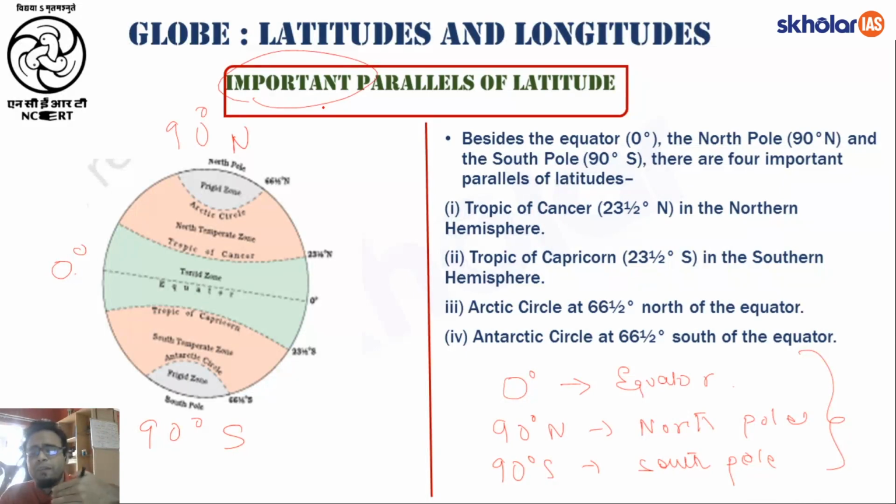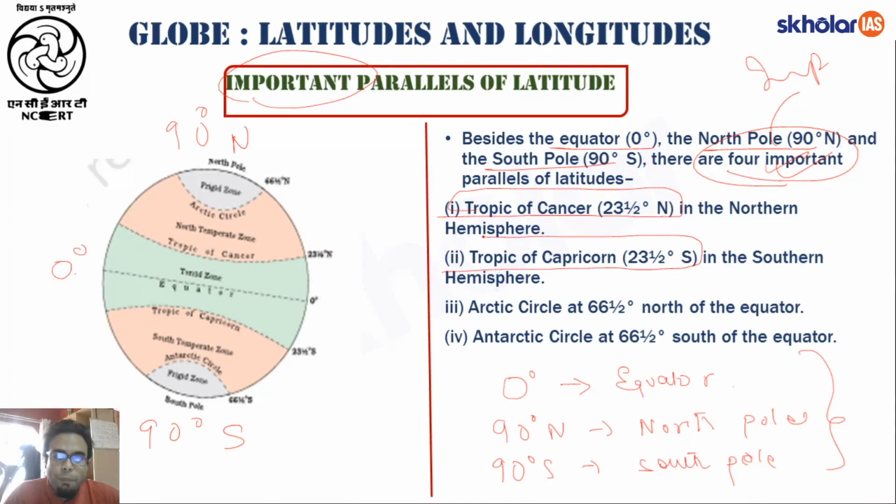So we have many latitudes, right? Because we'll have 1 degree latitude, 2 degree latitude, moving on, then 60, 40, then we can have 89, and then we can have 90 degree latitudes, right? But there are some important latitudes that you have to understand. So besides the equator, the North Pole and the South Pole, there are 4 other very, very important parallel latitudes. For example, we have the Tropic of Cancer, we have the Tropic of Capricorn, we have the Arctic Circle, and then we have the Antarctic Circle, right?